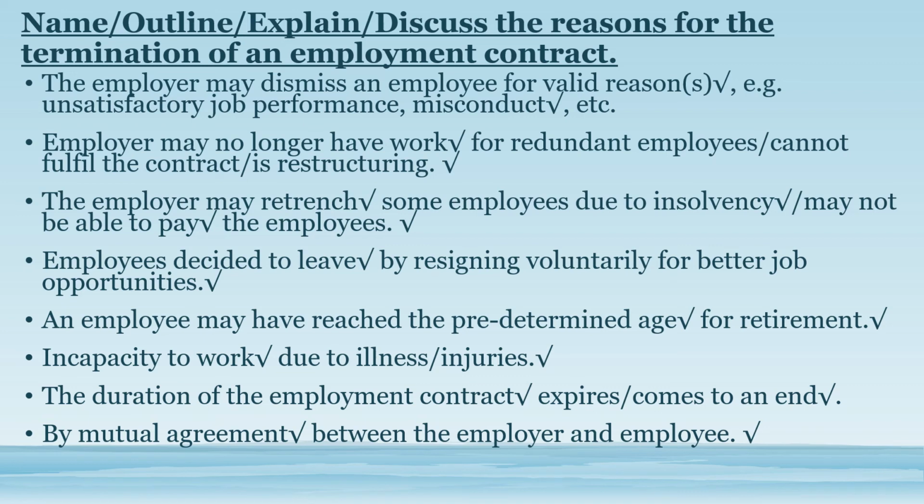Employees willingly leave and resign for another job, or the employee has reached a predetermined age, for example 65, for retirement. The person is incapacitated to do his job due to injuries or illnesses and will then be paid by COIDA and no longer the business. Maybe the contract had a specified time frame and that has come to an end, or both parties are in mutual agreement, the employer and the employee. Take note of this. This will be in your paper.